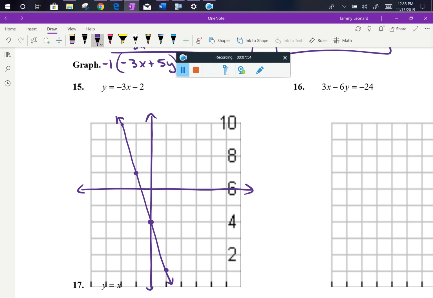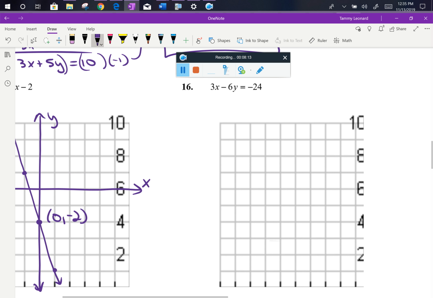Whenever I graph, I want to make sure to go all the way across the grid and label at least 2 points on my line. Typically, we'll use the y-intercept if we used it to graph, and then we can pick any other point along the line. And we don't want to forget that the axes should be labeled x, y, and that we should have arrows on the ends of our line.